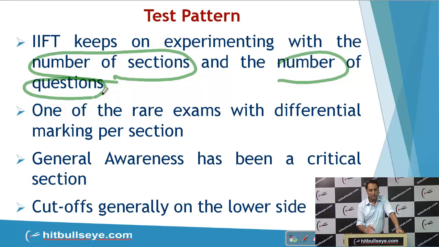One of the rare exams with differential marking per section. This is one examination, one test, which has seen different sections being given different weights. And more so, even within the same section, we've had cases where the section was split into subsections. For example, if you look at 2014, we had the verbal section including 2 parts, one on verbal ability and the other on reading comprehension.